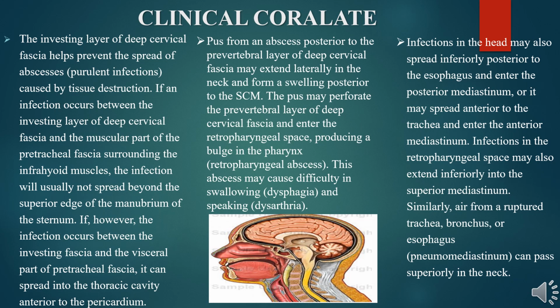Now, the pus from an abscess posterior to the pre-vertebral layer of deep cervical fascia may extend laterally in the neck and form a swelling posterior to the sternocleidomastoid muscle.